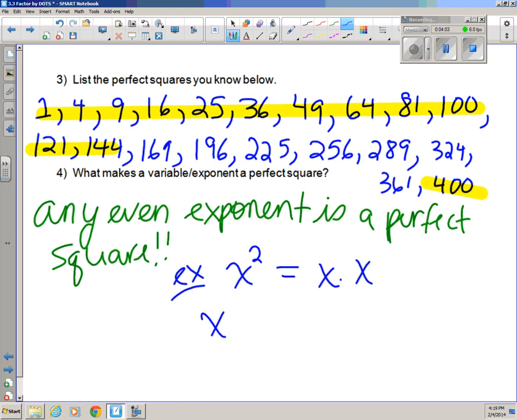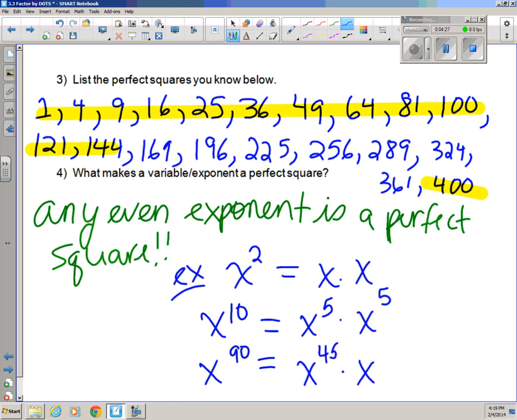Something like x to the 10th should be a perfect square because how do you break that evenly? Cut the exponent in half, and the square root of x to the 10th is x to the 5th because x to the 5th times x to the 5th equals x to the 10th. I should be able to even talk about, let's say, x to the 90th. That would be a perfect square because 90 is even. Cut 90 in half, and you get x to the 90th by doing x to the 45th times x to the 45th. So you should know perfect square numbers, and you should know perfect square variables and exponents.